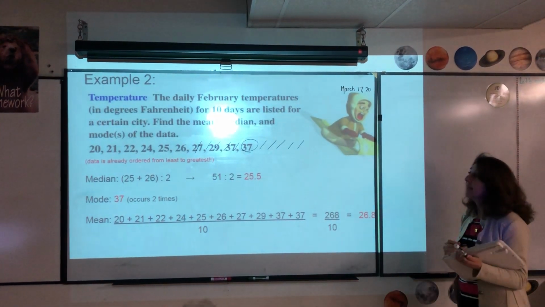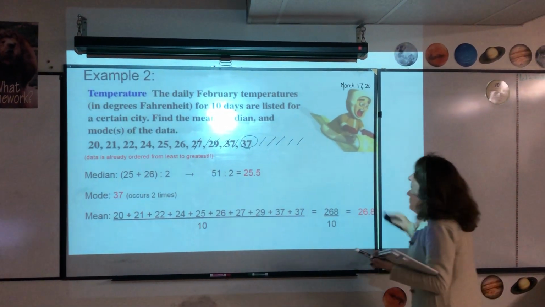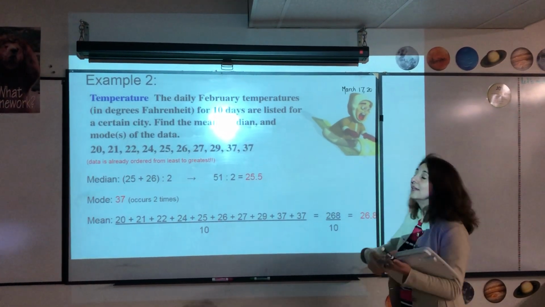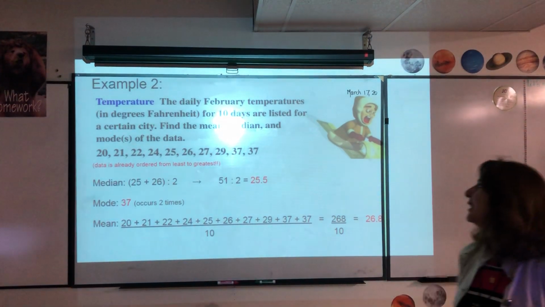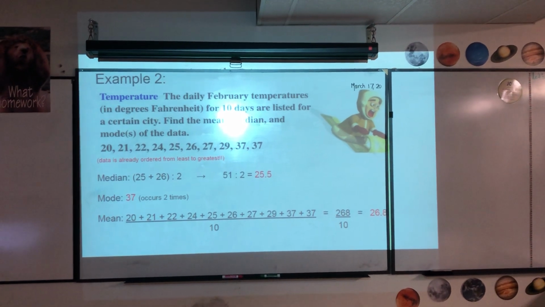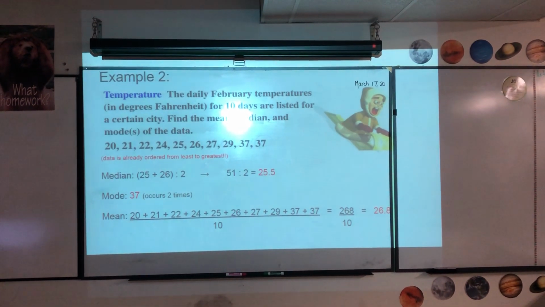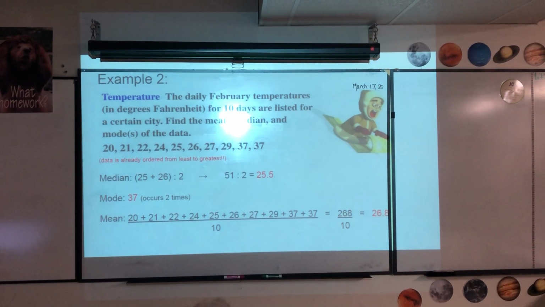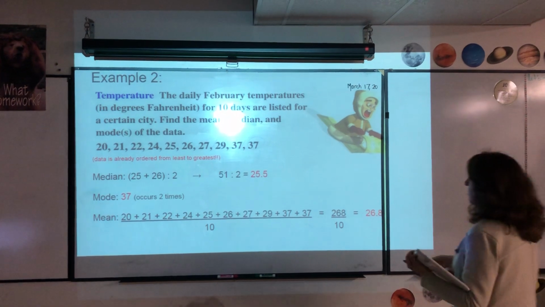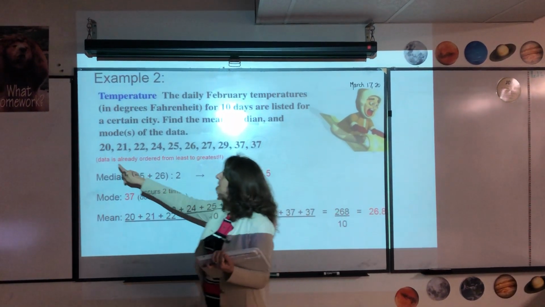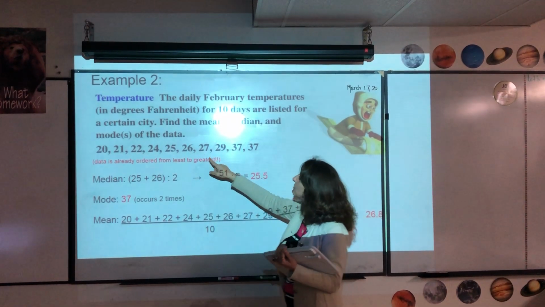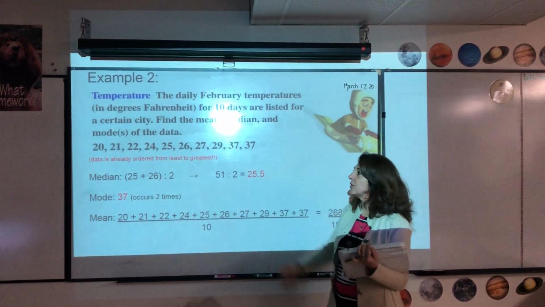So let's see here. Another example that I have. All right. This one is about temperature. The daily February temperatures in degrees Fahrenheit for 10 days are listed for a certain city. Find the mean, median, and mode or modes of the data. So look what we have. We have temperatures here: 20, 21, 22, 24, 25, 26, 27, 29, 37, 37.